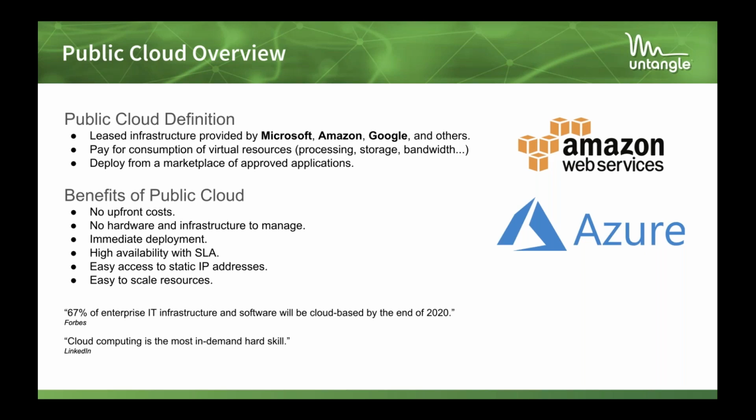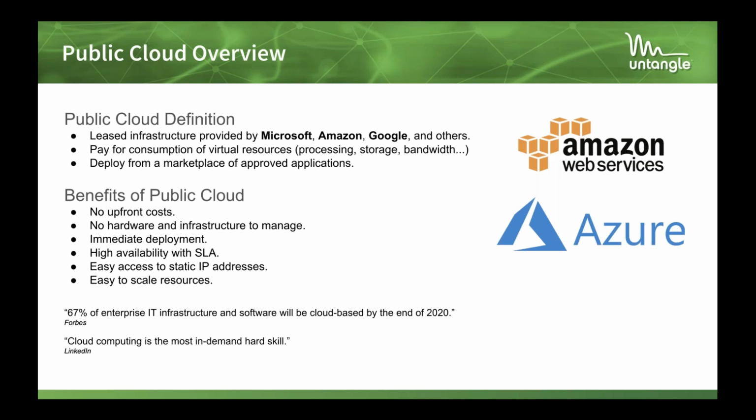Also, Microsoft and Amazon provide an SLA, your five nines, so you definitely get the high availability aspect. You don't have to worry about your internet service provider going down, which can happen. In the case of public cloud, you can pretty much be assured that your instance is going to be running nonstop, uninterrupted. It's also easy to get static IP addresses.